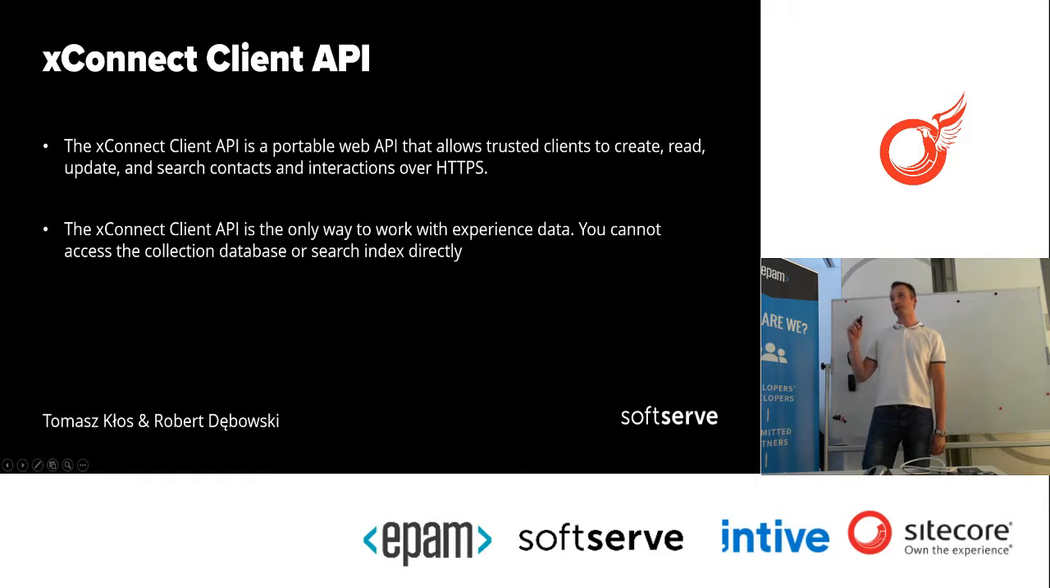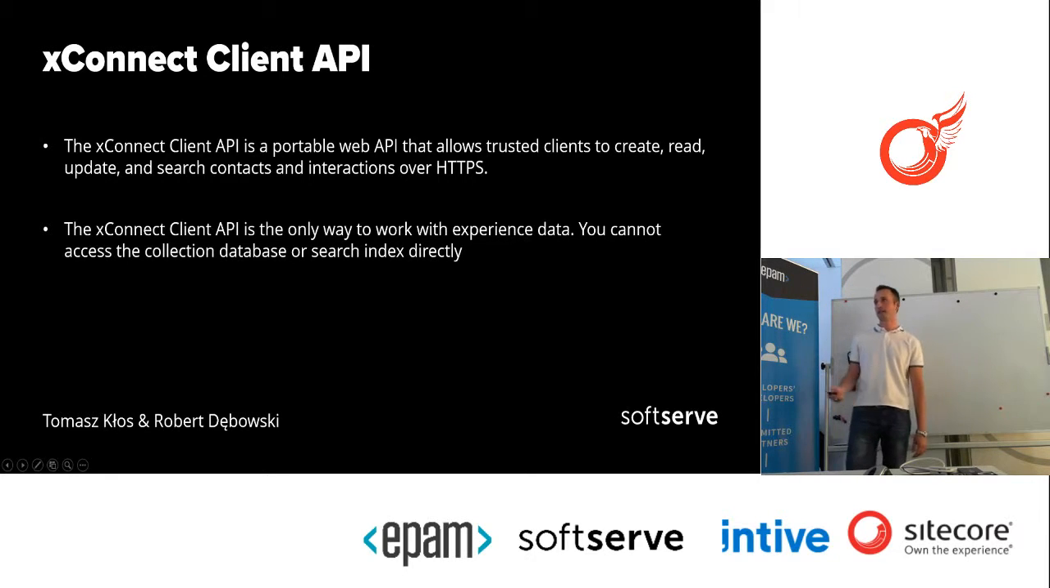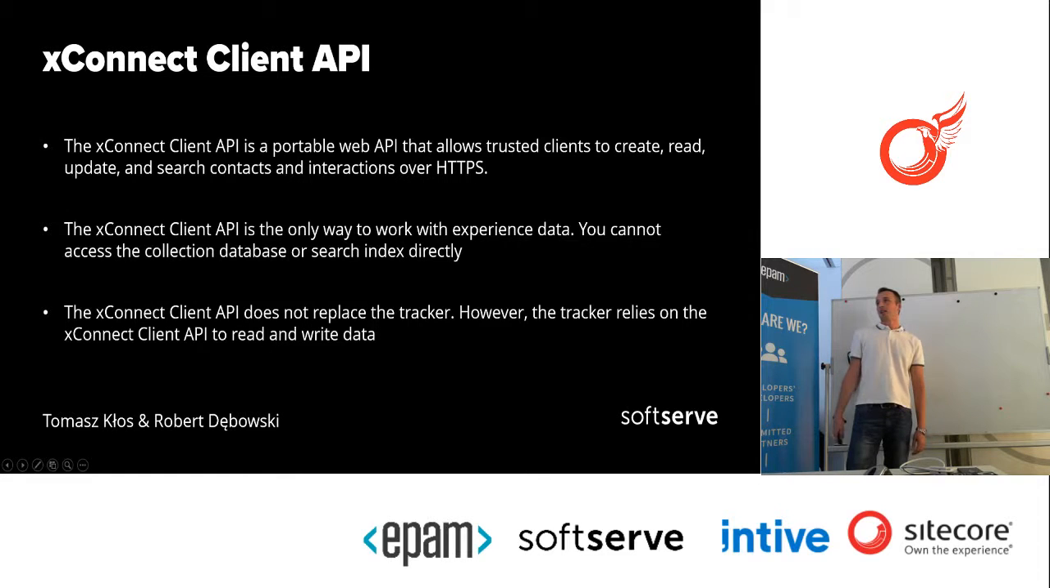The eXtremeConnect client API is the only way to connect to XDB. As I said at the beginning, this is the clue that we have to know. So if we would like to connect with the XDB, we have to use the eXtremeConnect client API. This has a very big advantage, but we will say it later at the end of the presentation. The eXtremeConnect client API doesn't replace the tracker, but even the tracker relies on it, so everything has to use it.